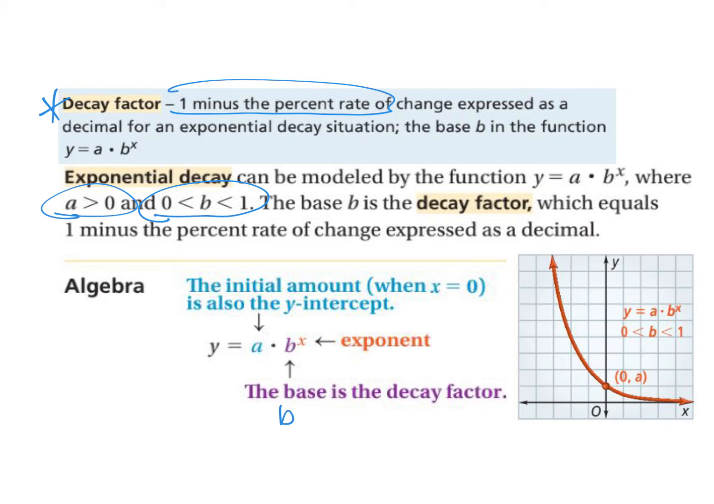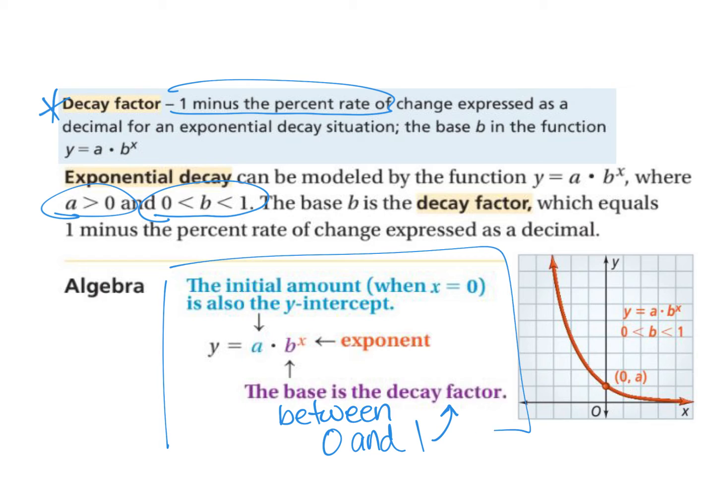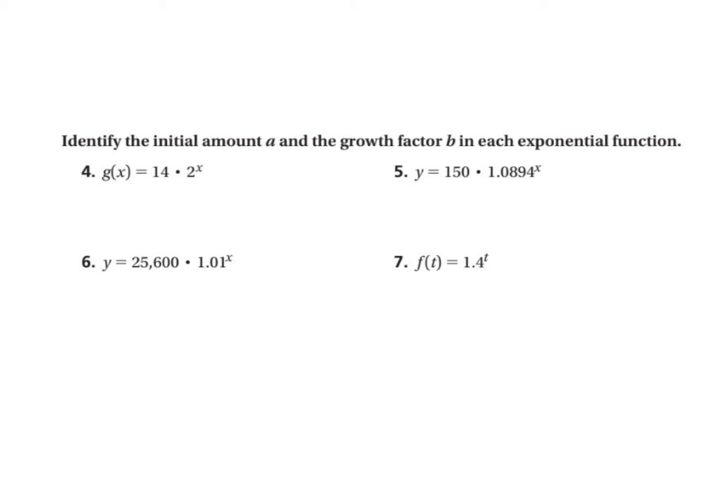And I'm going to put here between 0 and 1. I was going to use the and symbol, but I'm not fond of that. So between 0 and 1 is when it's a decay factor. So again, take a second, write this stuff down, draw the model, and we'll talk about identifying whether there is growth or decay.